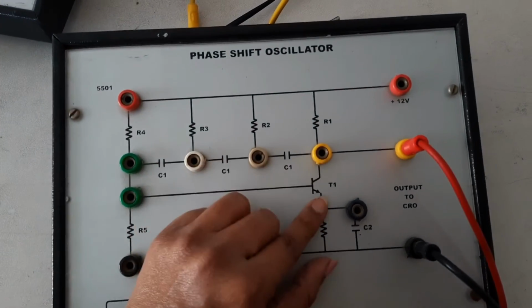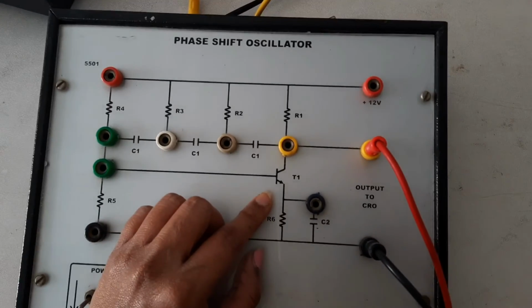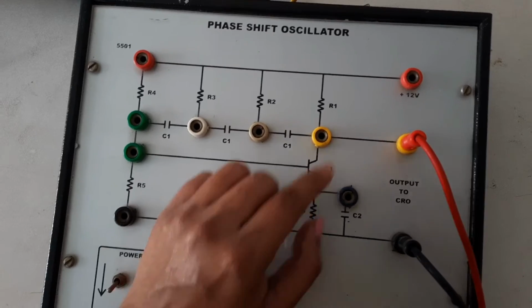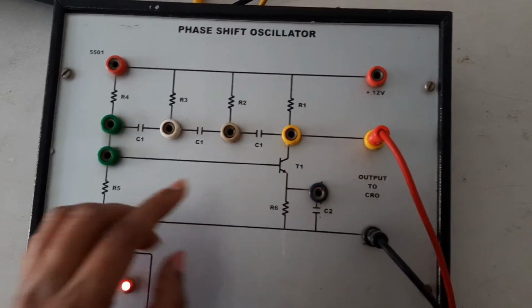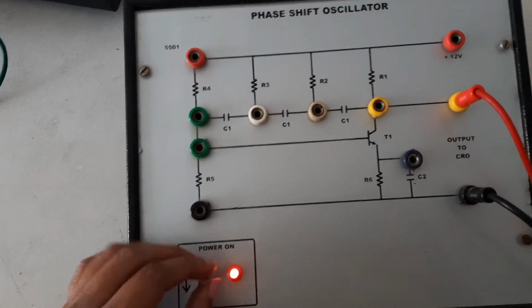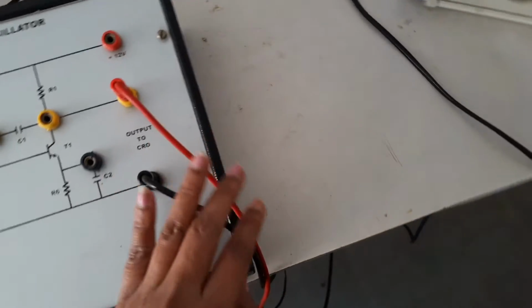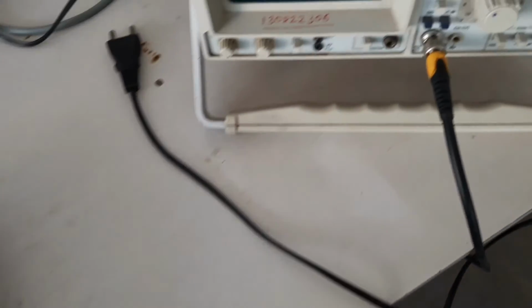And here this is a transistor. This is in CE mode. So this will give you another 180 degree. So total 360 degree phase shift. So this is power supply. It is 12 volts internally connected. This is the output. We are going to see it on the CRO.